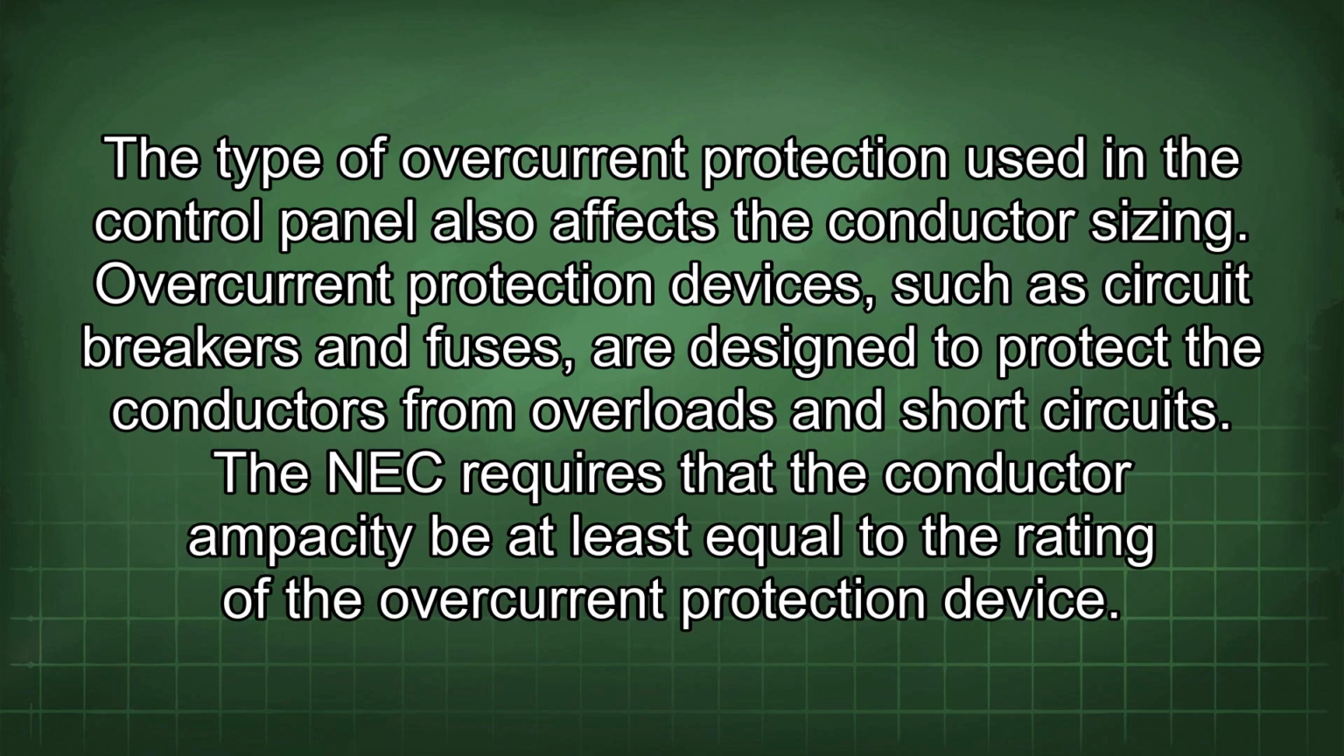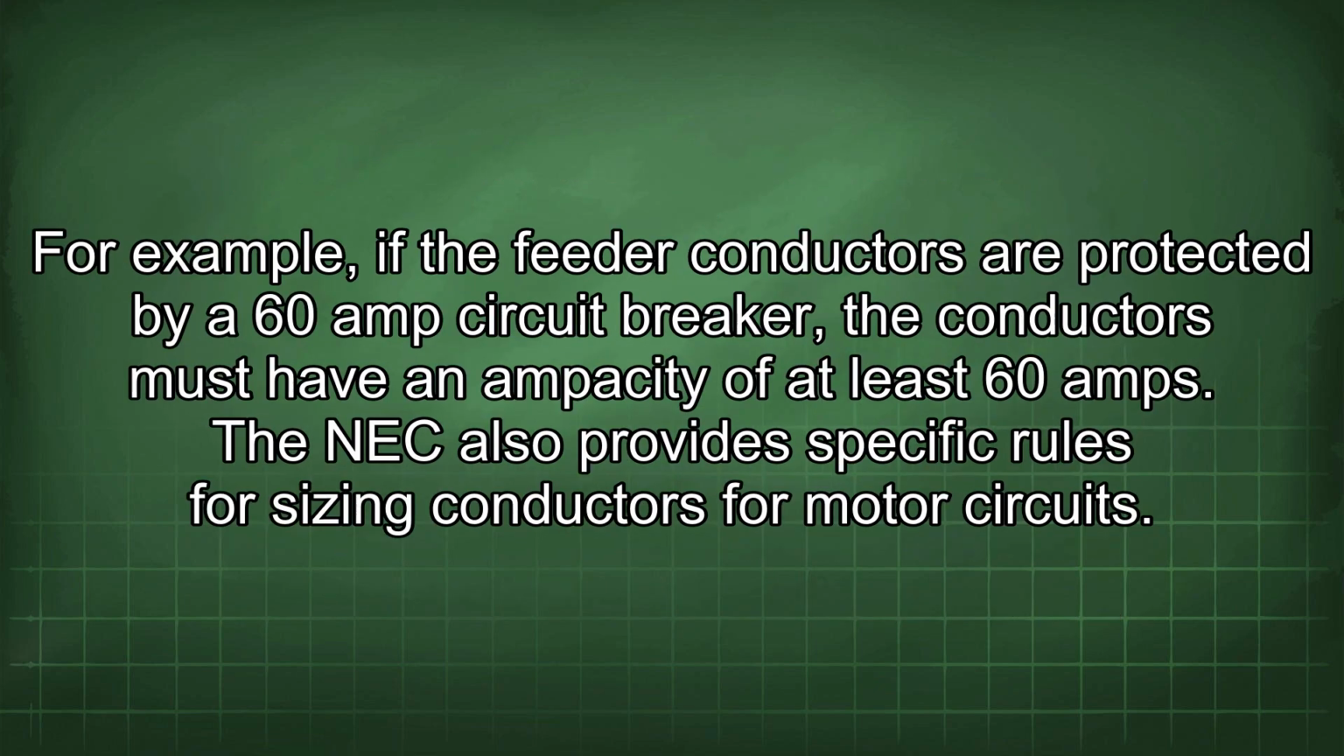The type of overcurrent protection used in the control panel also affects the conductor sizing. Overcurrent protection devices, such as circuit breakers and fuses, are designed to protect the conductors from overloads and short circuits. The NEC requires that the conductor ampacity be at least equal to the rating of the overcurrent protection device. For example, if the feeder conductors are protected by a 60 amp circuit breaker, the conductors must have an ampacity of at least 60 amps.